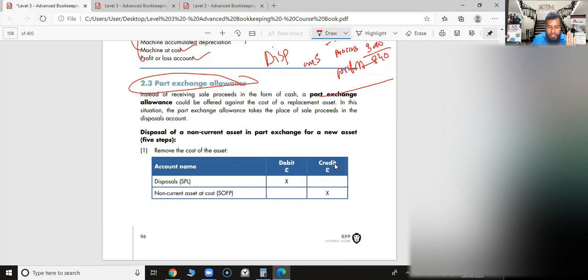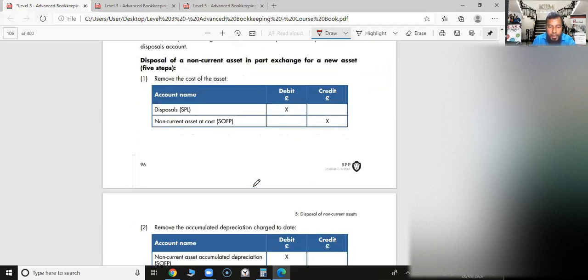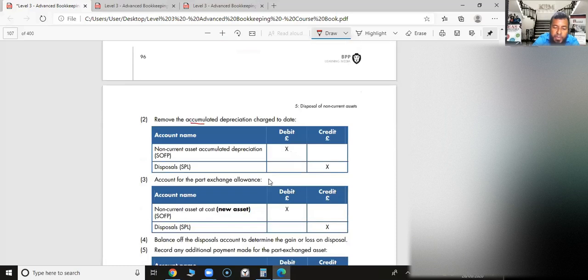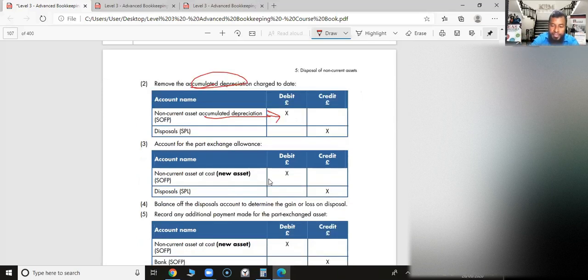Same rules. Look at this. The first one, remove the asset at first. Remove the cost of the asset. My asset becomes credit. Non-current asset, statement of financial position, credit. And disposal account, debit. Disposal belongs to the statement of profit or loss. Second one, same as a normal disposal. Remove the accumulated depreciation. Accumulated depreciation becomes debit, just like the earlier one. Accumulated depreciation debit and disposal credit. That's how it works.